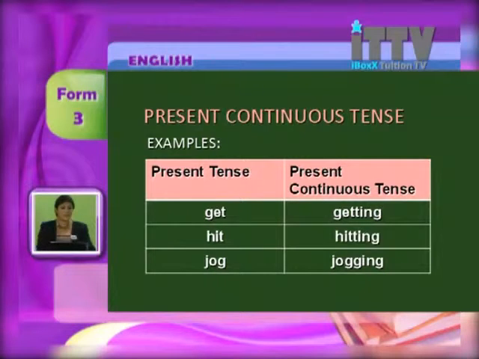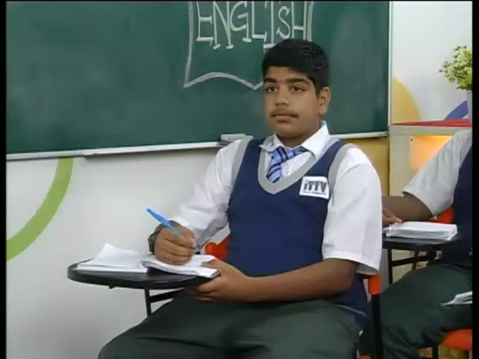Let's look at the examples. Puvan, can you read the first example for me, please? Present tense, get. Present continuous tense, getting. That's good. Get, getting. Let's look at the word get. G-E-T. And so what you're doing there is you're just doubling the T, aren't you? G-E-T-T-I-N-G. Getting. Right? Simple. There's just a 3-letter word there. That's what you're doing.